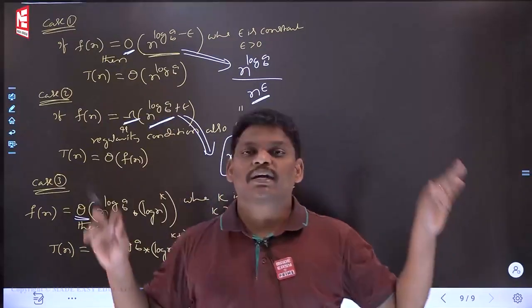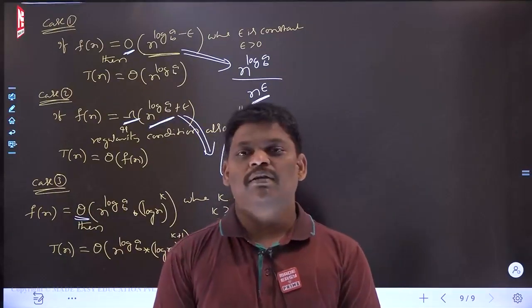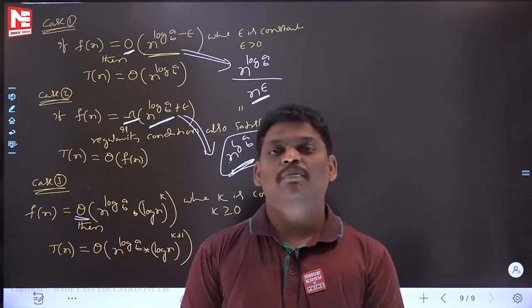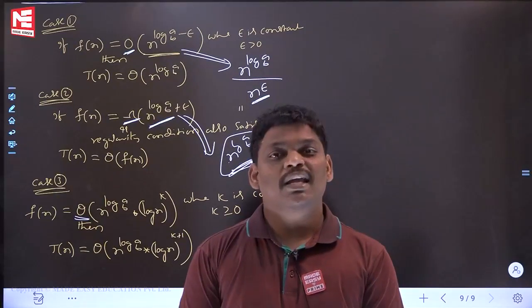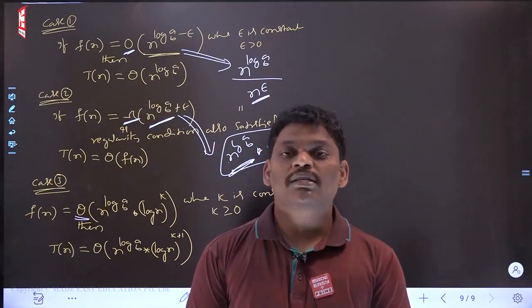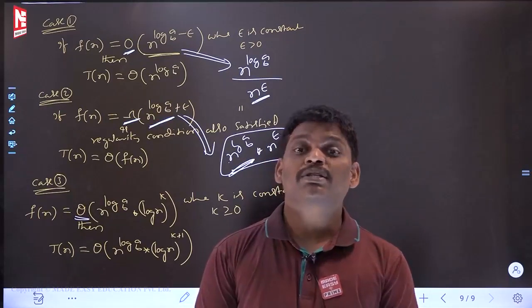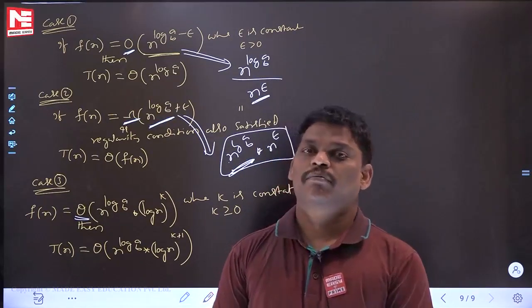I am repeating once again. Can you say, to solve a recurrence relation, how many methods are there? 3 methods: substitution, recursive tree method and master theorem. Among all these 3 methods, which one is going to take very little time? Master theorem. That is the reason it is called the master theorem. It is a master, meaning it will take less time.